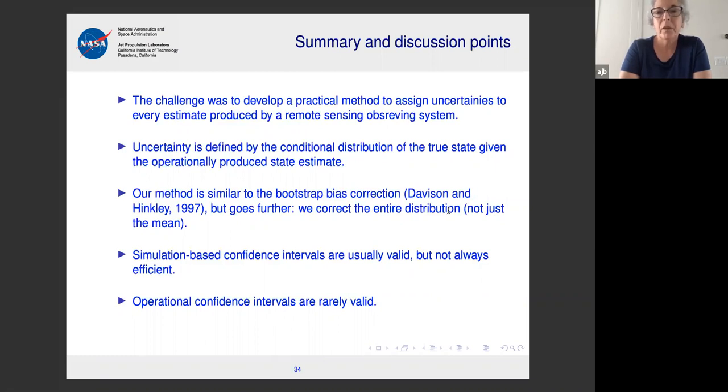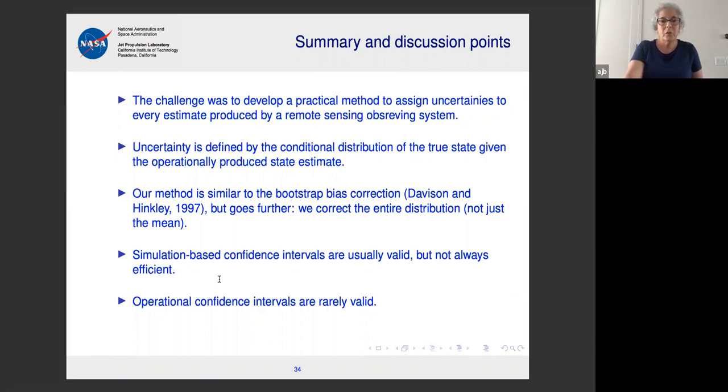The challenge was to develop something practical that would let us assign uncertainties to every footprint in our data set. We borrowed a bit from some things we learned from the OCO2 team, who spent a lot of time doing bias correction by regressing the true state on the retrieved state. And we basically extended that to correct not just the bias, but to try to correct the whole distribution. And I think Mikhail was the person that noticed that that connection existed, and I wouldn't have noticed that if he hadn't pointed it out, so that's good. So I think we can say that the simulation-based confidence intervals are usually valid, but not always efficient.